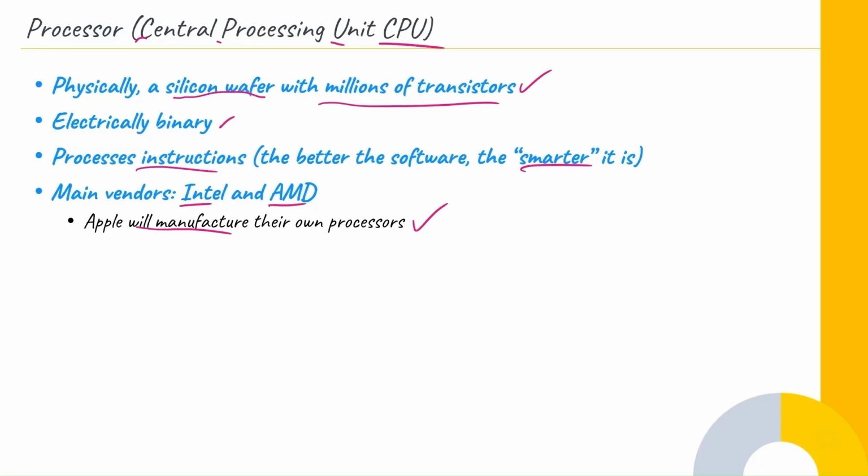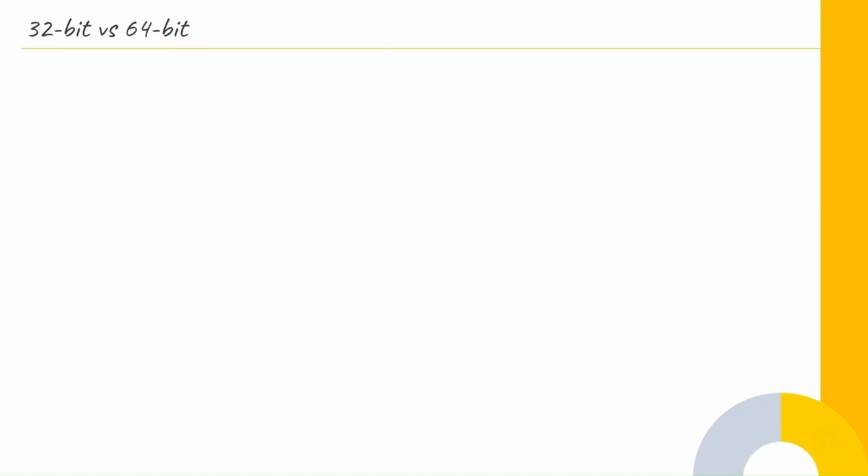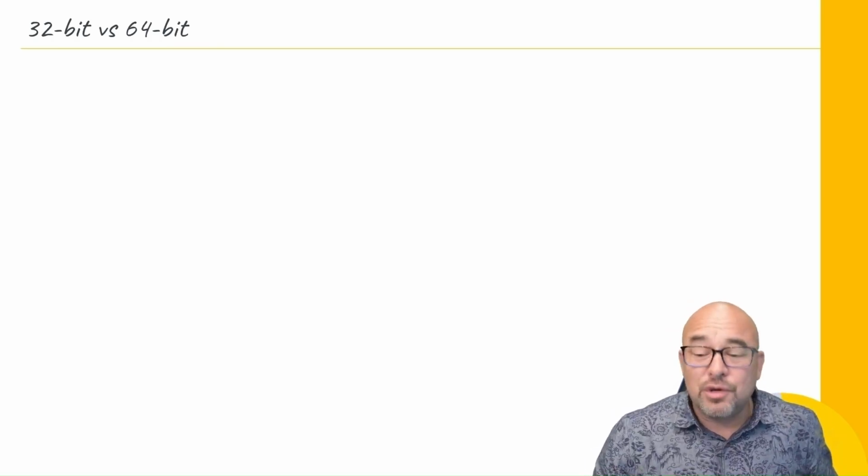There's also another kind of processor known as ARM, or Advanced RISC Machine. These are used in many other types of devices. You'll see them in phones, tablets, or very specialized types of devices. Very often you'll find it in some of the more portable types of devices. And again, ARM is Advanced RISC Machine. By the way, RISC is spelled R-I-S-C, and it stands for Reduced Instruction Set Computing. The other kind of processors that we use, like from Intel and AMD, are known as Complex Instruction Set Computing, or CISC. We don't have to memorize the differences there. That's just an FYI.